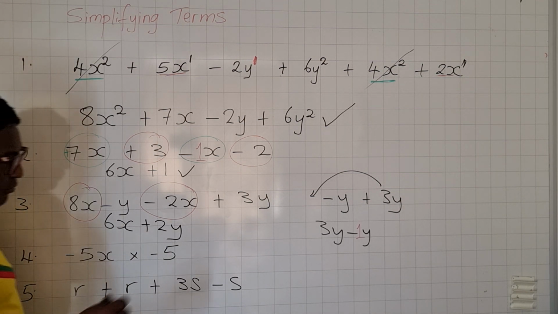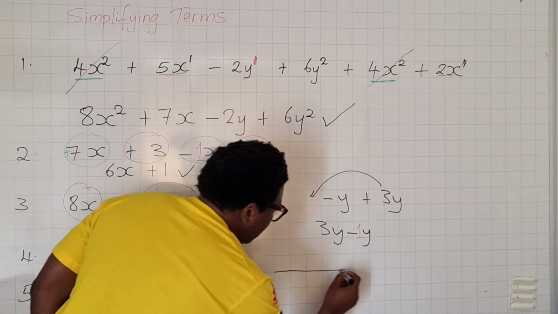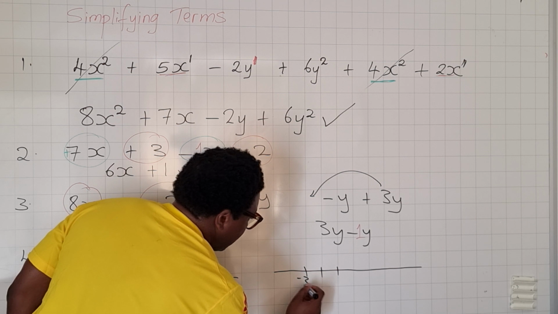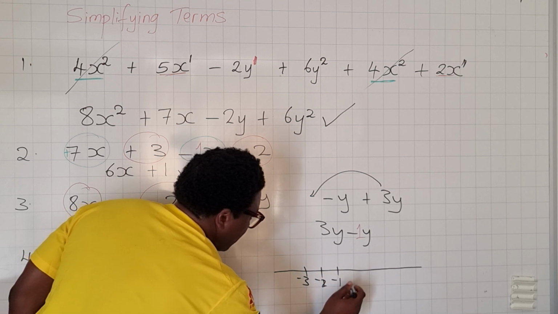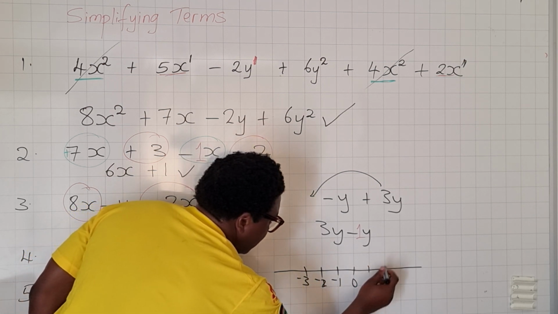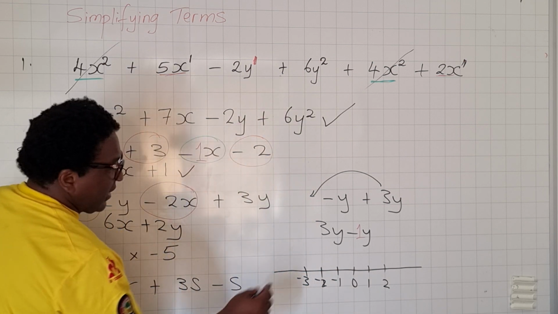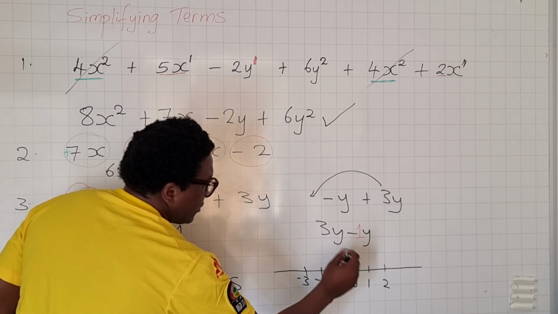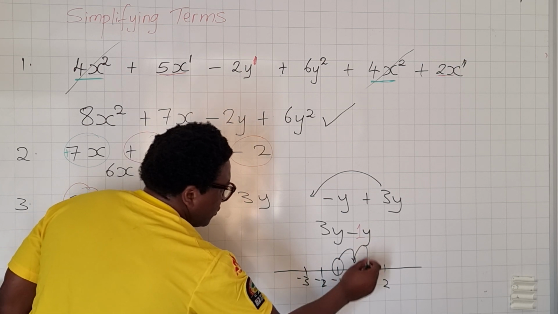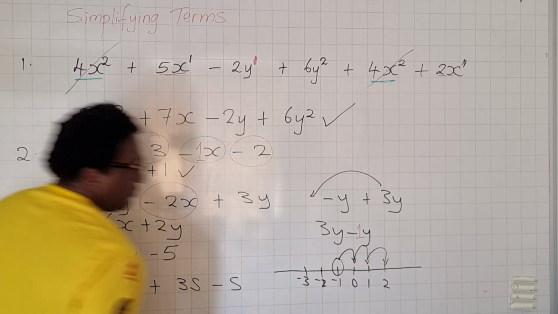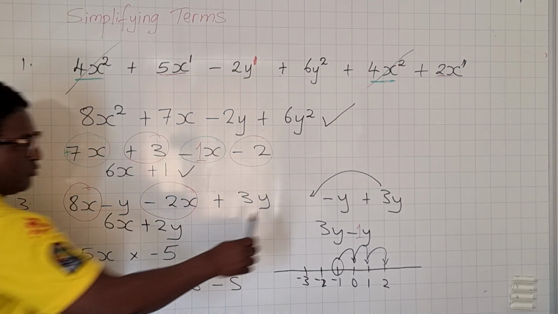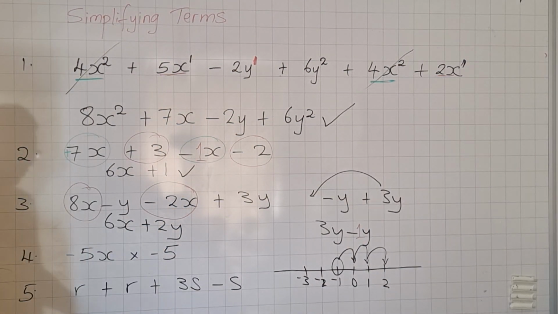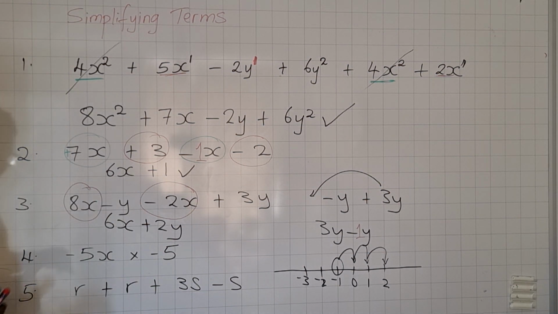If I show you on the number line, watch this carefully. Minus 3, minus 2, minus 1, 0, 1, 2. So we start at minus 1. You start at minus 1, plus 3, you go 1, 2, 3. Where do you end? 2. Because you plus 3, you count 3 to the right. 1, 2, 3, and you get 2. So you can use a number line.